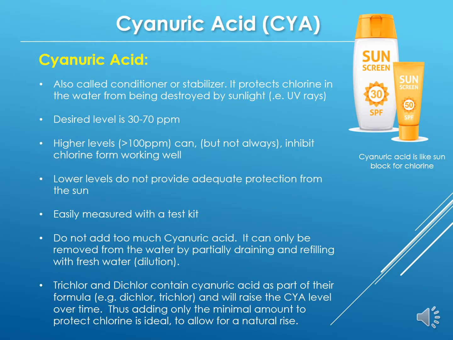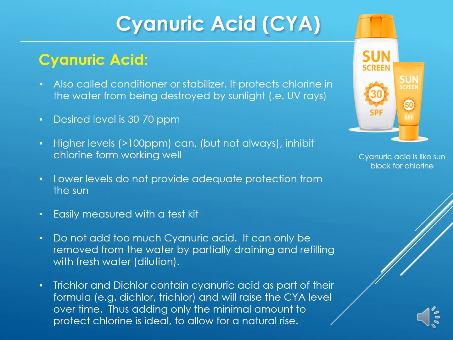Cyanuric acid, or stabilizer, is another very important element to consider. Cyanuric acid protects chlorine from being degraded by sunlight. The desired level is between 30 and 70 parts per million. Now, on the internet, you may find some different ranges, but this is what Blue Haven finds to work the best in Oklahoma. Higher levels of greater than 100 parts per million can, but not always, inhibit chlorine from working well. So we don't want to get it too high.